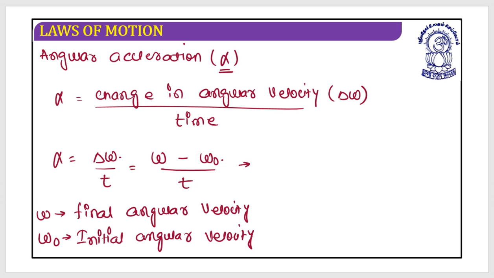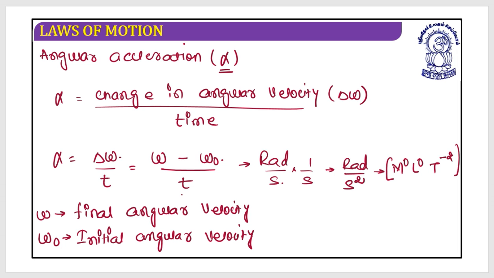Their unit: this omega is in radian per second. For time, one more second would be there, so it's radian per second square. This is its SI unit. Let's work out the dimensions. It's M0, L0, T to the power minus 2. This is the dimensions of alpha.